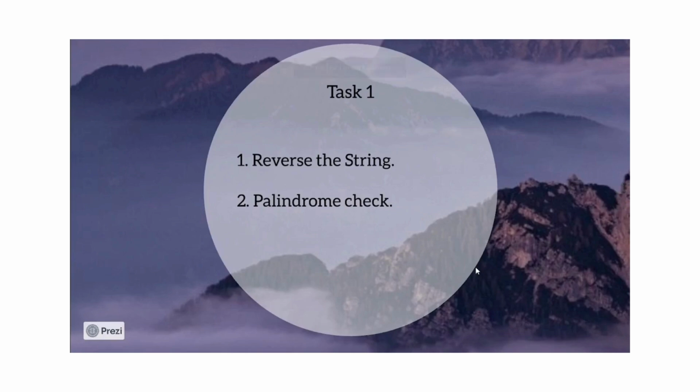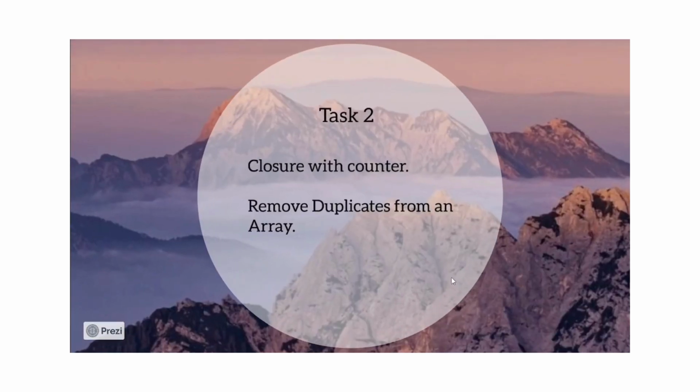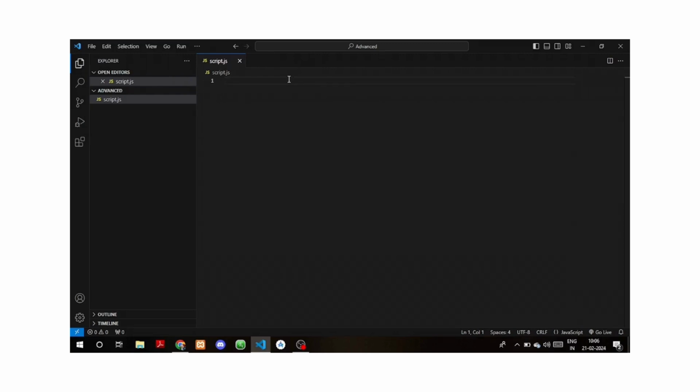Okay, now we are going to task 2, that is closure with counter, then remove duplicates from an array. First of all we are going to see the closure with counter example. This counter, as I previously said, has the increment and decrement values. Some of those concepts are used in this closure with counter example. Here we are going to see the program. I open my script file.